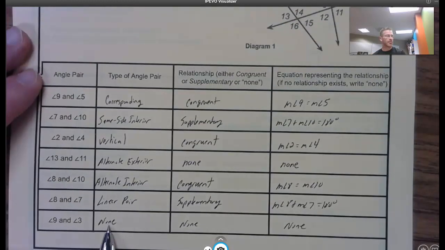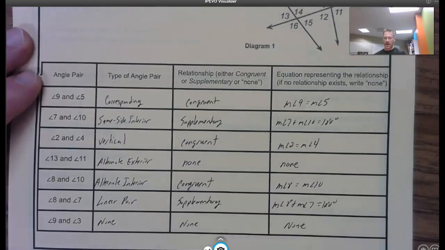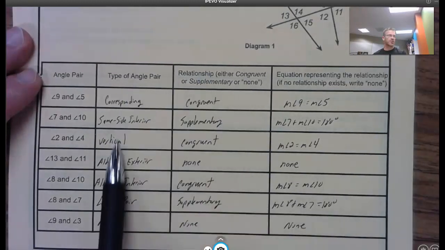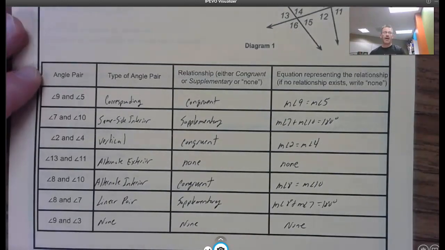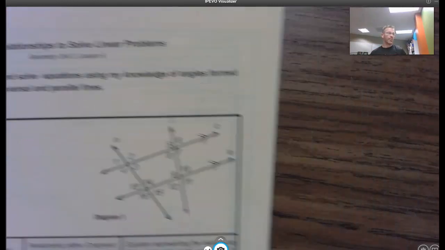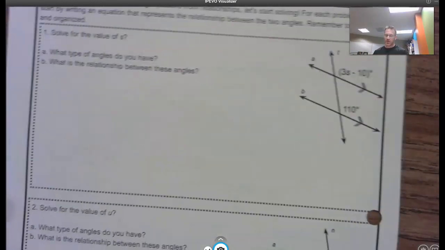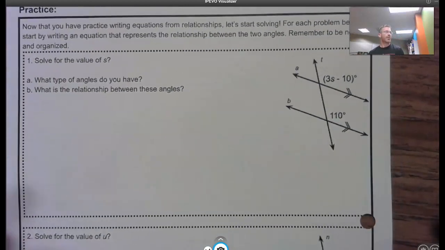So in this case, we have no relationship, no type of angle, to state. So hopefully that refreshes your memory on all the various types of angles that you may have to work with. So now let's do a few examples of writing those relationships. Let's flip the page and look at problem 1.